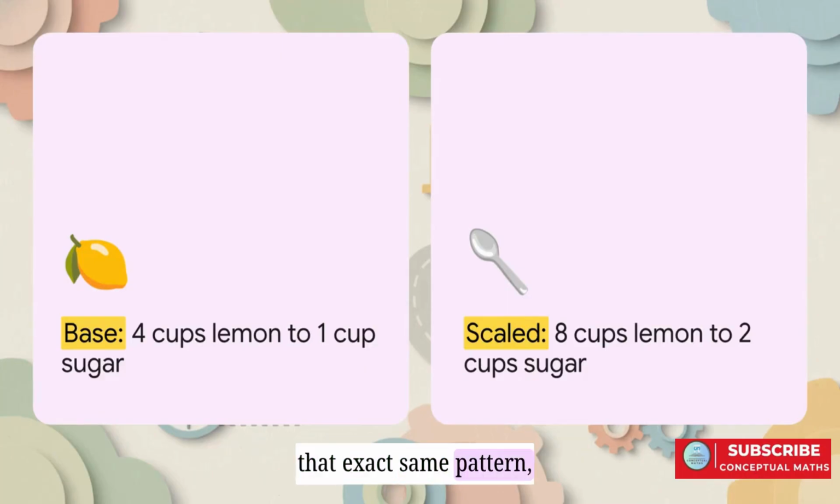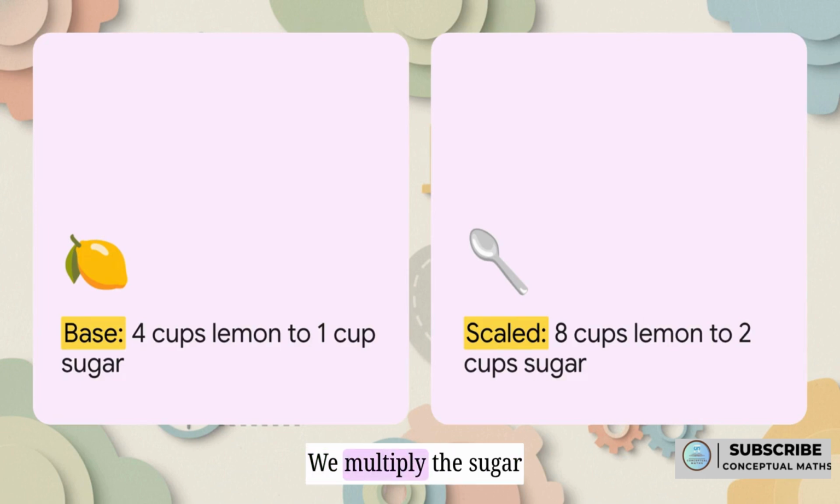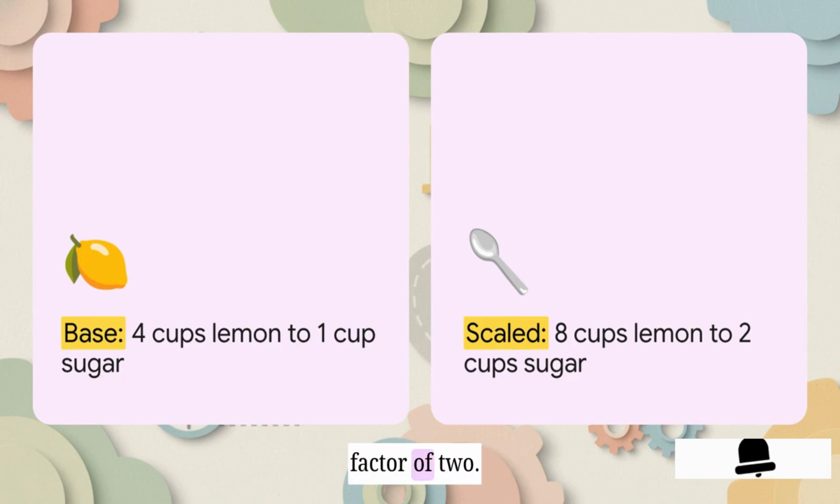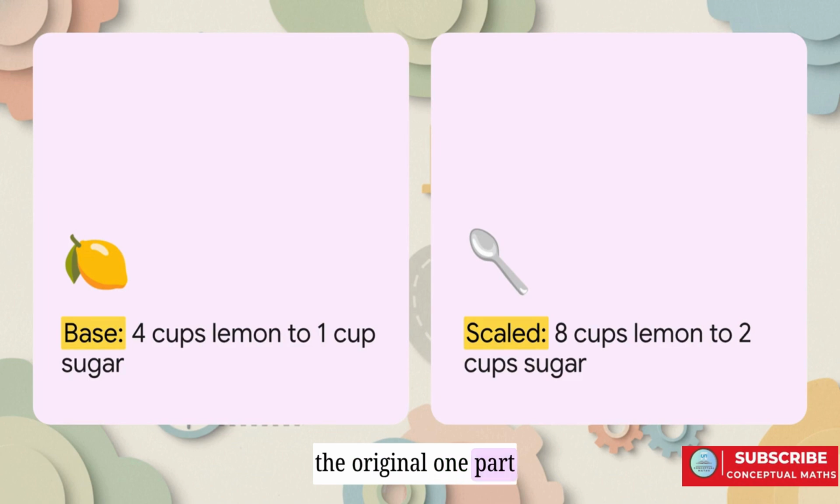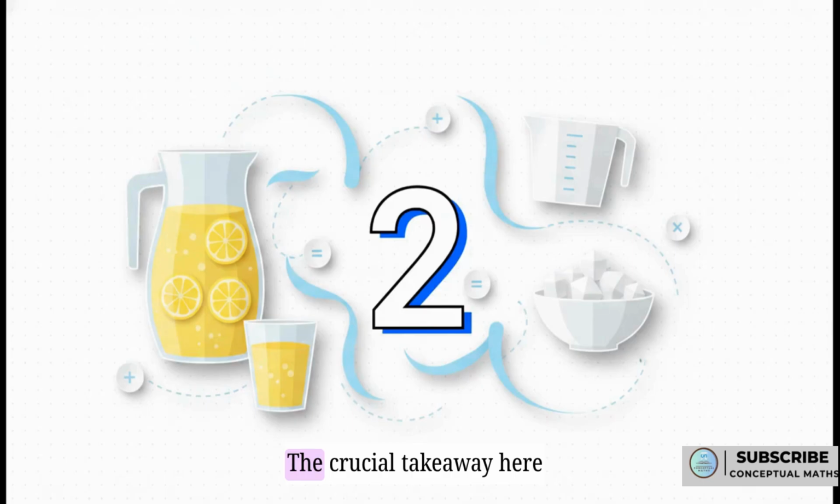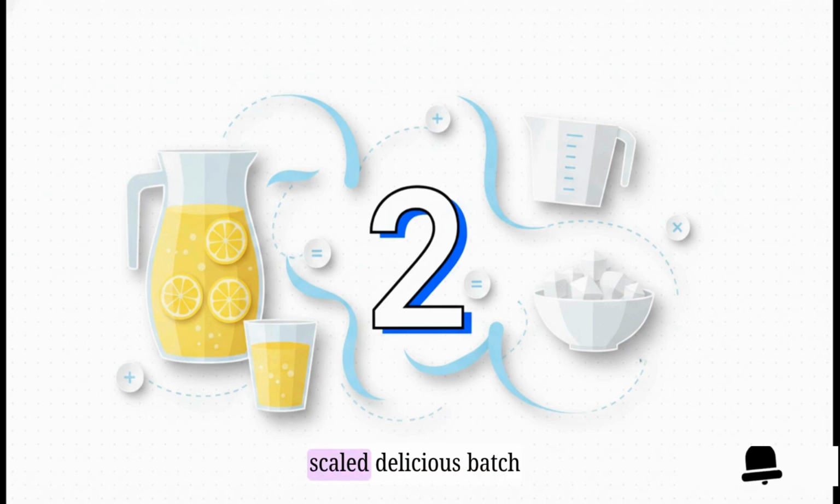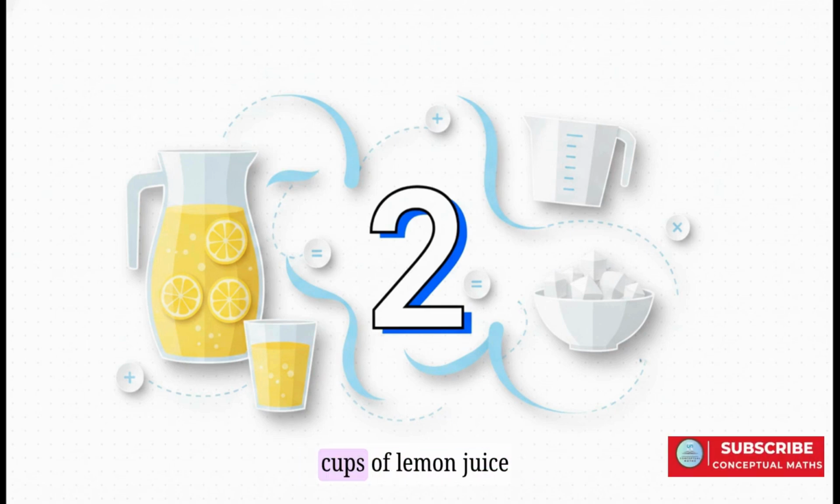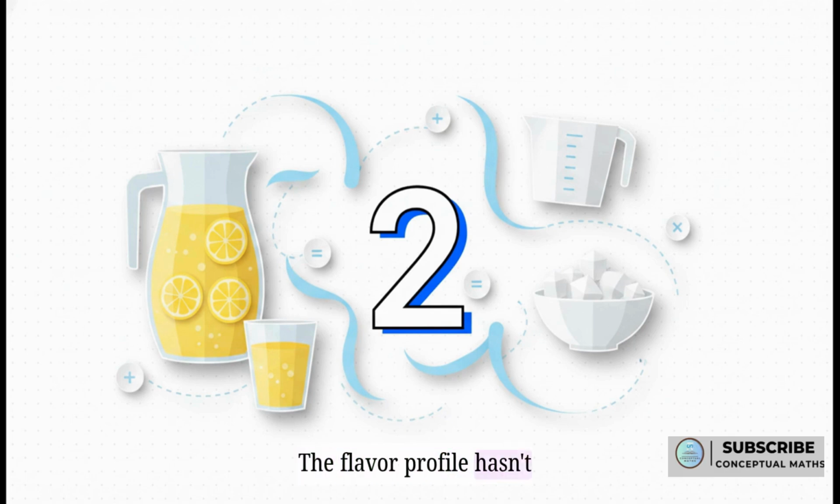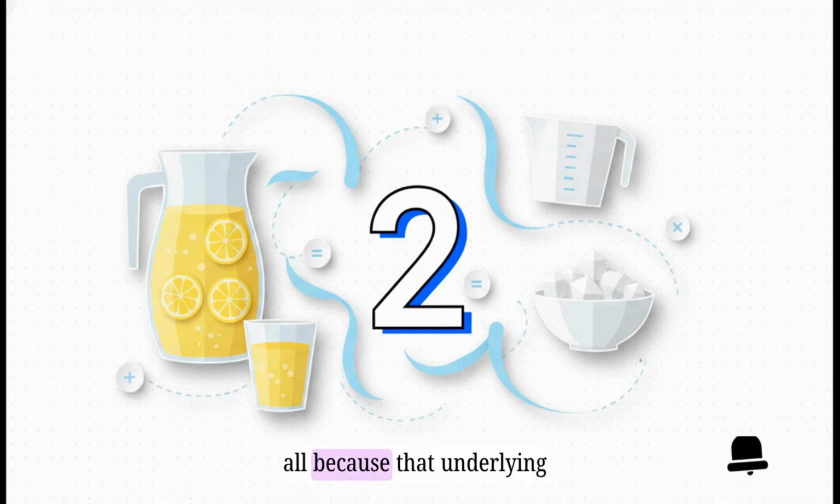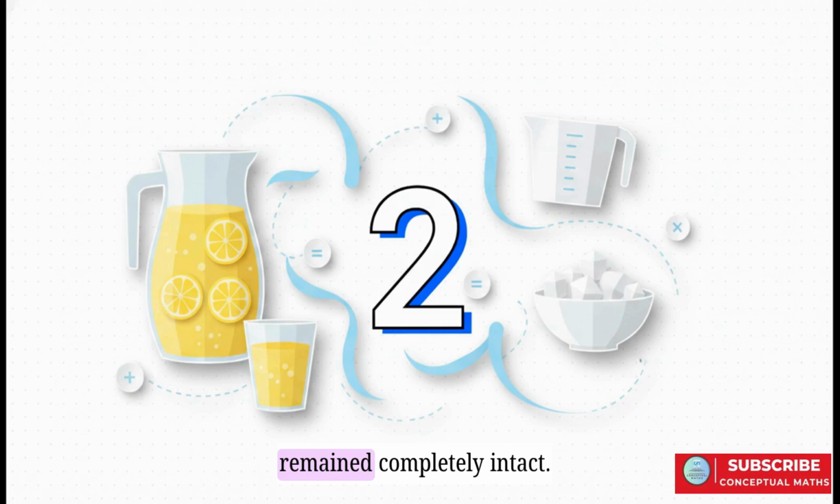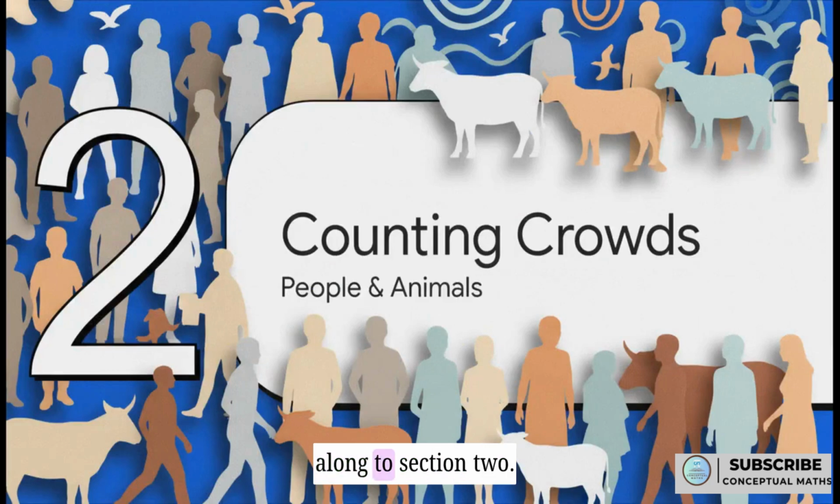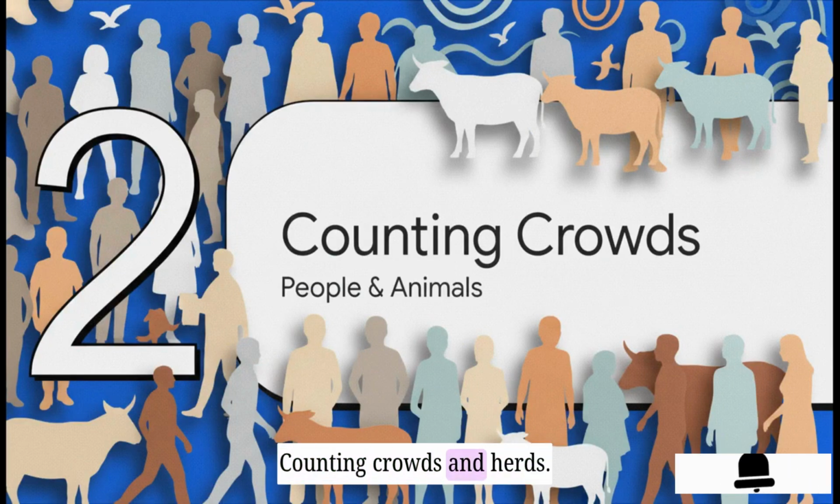Following that exact same pattern, we obey the rule. We multiply the sugar side by that same factor of 2. So multiplying the original 1 part by 2 scales our recipe up to 2 cups of sugar. The crucial takeaway here is that a perfectly scaled, delicious batch of lemonade using 8 cups of lemon juice requires exactly 2 cups of sugar. The flavor profile hasn't changed one bit, all because that underlying mathematical ratio remained completely intact. Pretty cool, right? Moving right along to Section 2, Counting Crowds and Herds.